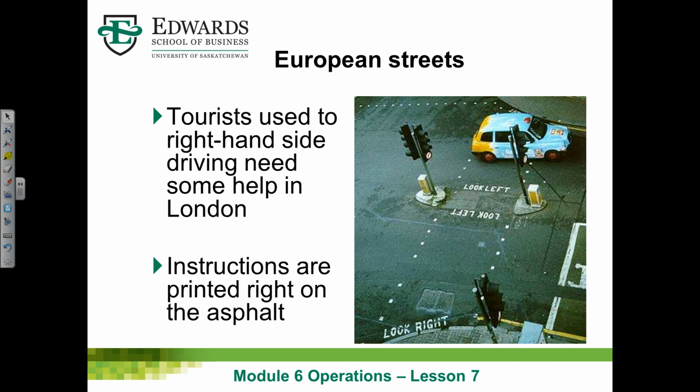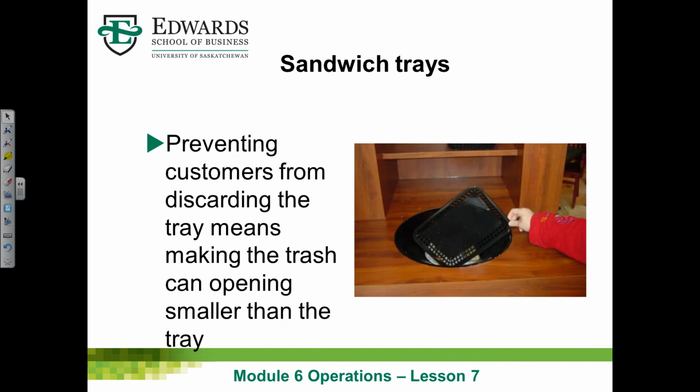If you've ever visited Europe, you might have seen something like this. It's basically signs painted right into the road to help people who are unaccustomed to British or European traffic flow to know which way they should look. We know that over in Europe, vehicles will drive on the left-hand side of the road. So what this is doing is it's telling people to look the appropriate way so they don't walk out into traffic and get damaged or hurt in some way by a vehicle.